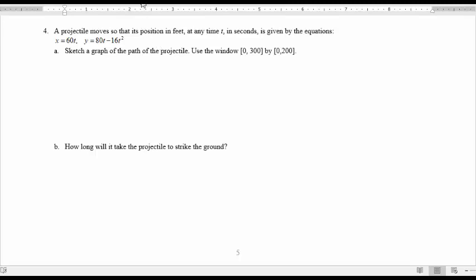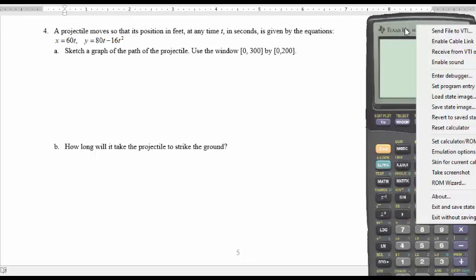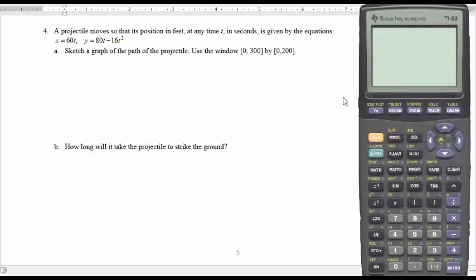So we have this example here about a projectile moving so that its position in feet at any time t in seconds is given by those equations. X equals 60t and y equals 80t minus 16t squared. And they want us to sketch a path of the projectile. And they give us a window to use. So what we can do is we can take our equations and enter them into the calculator for x1 of t and y1 of t.